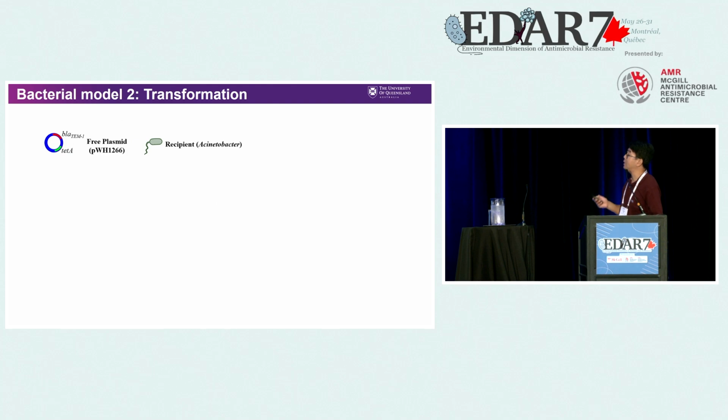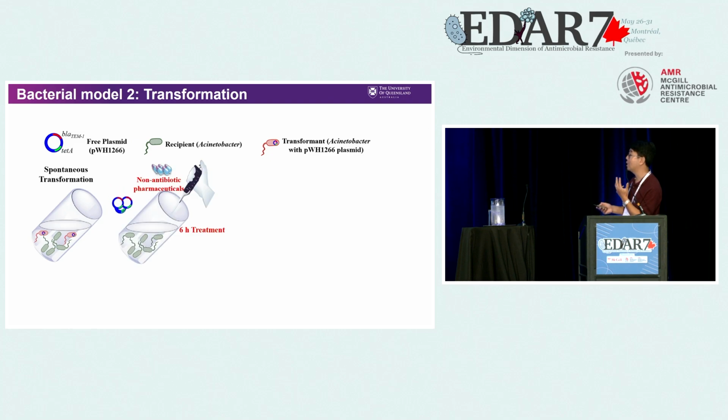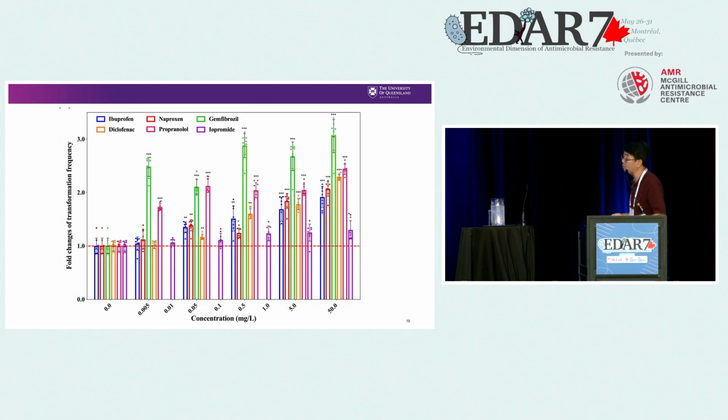So we mix them together. Spontaneously, that plasmid uptake is also very, very limited. Just very few cells per million can take up that plasmid. But now we want to test whether, under exposure to these drugs, the process will be increased or decreased. So we use a similar method to quantify transformants, and we also did RNA and protein sequencing to try to understand why this is happening.